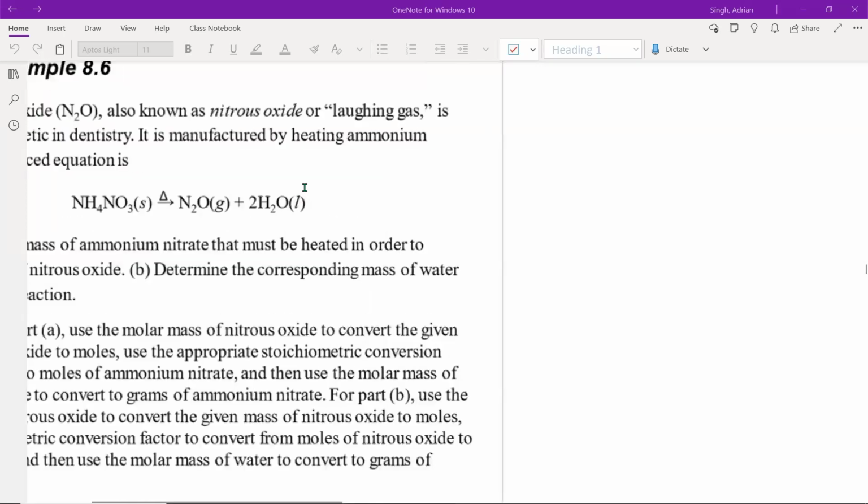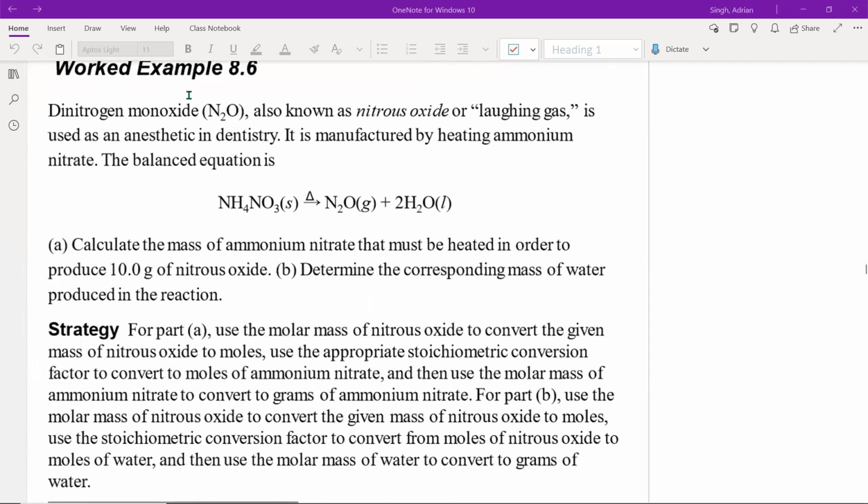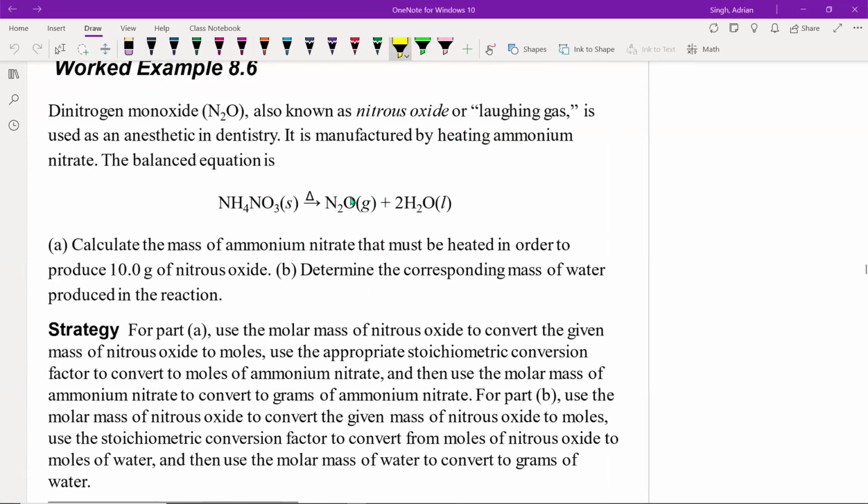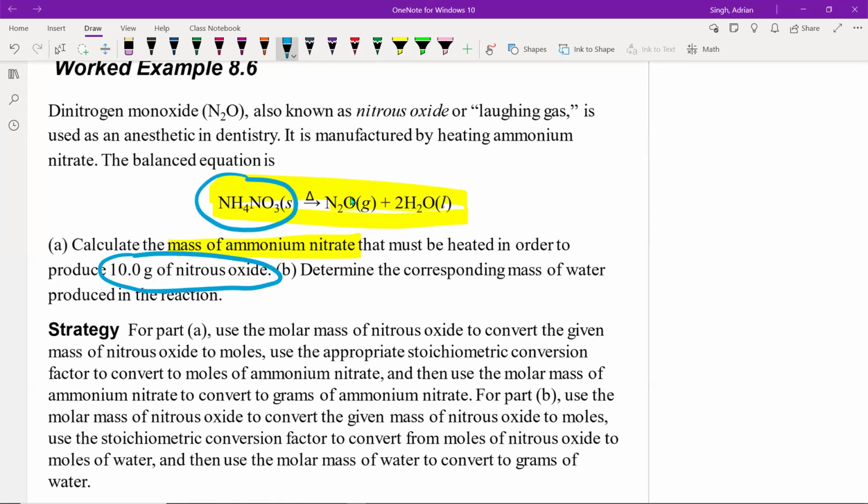It says here dinitrogen monoxide, N2O, is used as an anesthetic in dentistry, and it's made by heating ammonium nitrate. And we're provided with this balanced equation. That's the first thing we have. We have our balanced equation, and then we're asked to calculate the mass of ammonium nitrate that must be heated in order to produce 10 grams of nitrous oxide. The nitrous oxide is the N2O.